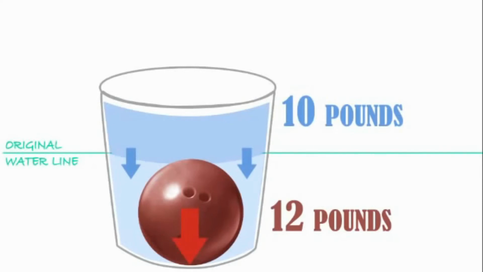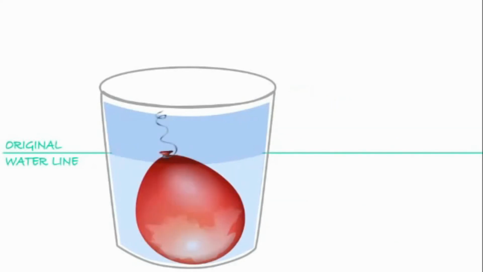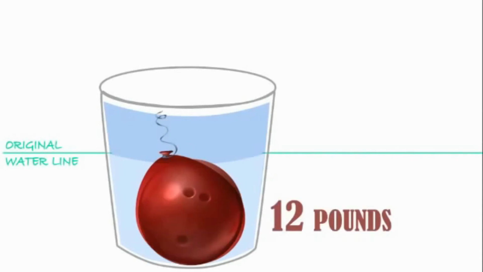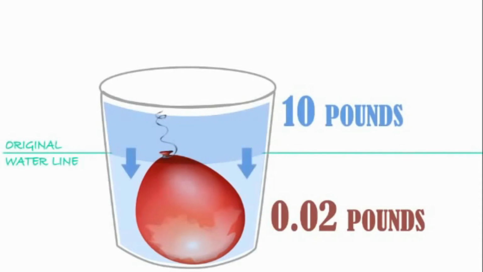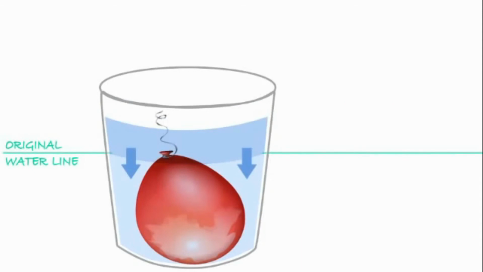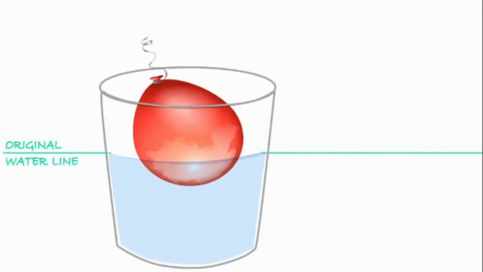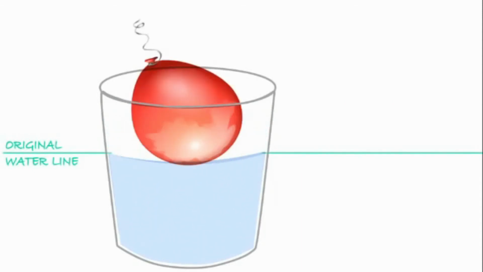Now, what if we replace the bowling ball with something lighter, like a balloon? This balloon is the same size, or volume, as the bowling ball, but it weighs much less. Now we have 10 pounds of water pushing down on a very light balloon. The water is heavier than the balloon, so the water sinks, forcing the balloon up. Now the balloon is floating on top.